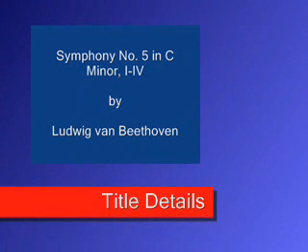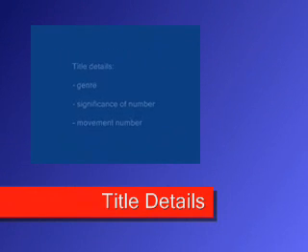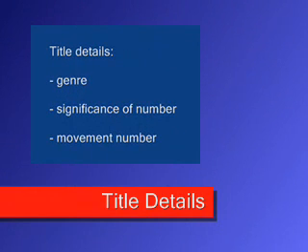Symphony No. 5 in C minor, movements 1 through 4 by Ludwig van Beethoven. Let's take a careful look at the following details that are indicated in the title: the genre, the significance of the number, and the movement number itself.